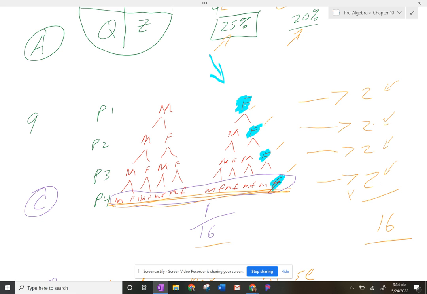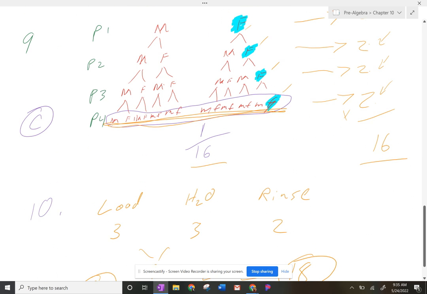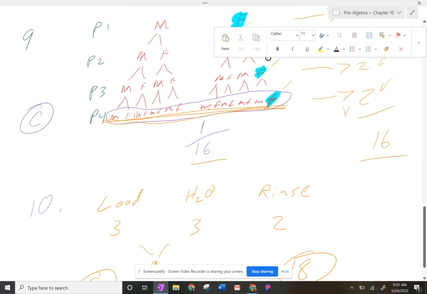And now I look at the very last problem, number 10. It's saying Blake has a chance to do some washing of laundry. He has 3 options for his load. It can be large, delicate, or small. Water temperature could be hot, warm, or cold. And the last one, the rinse cycle could be a regular rinse or an extra rinse.